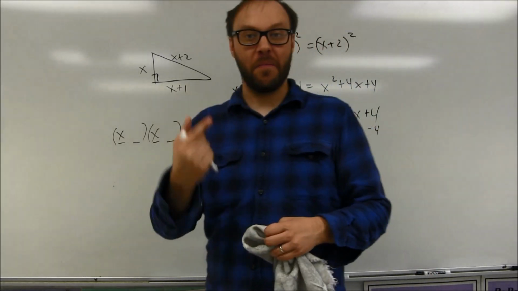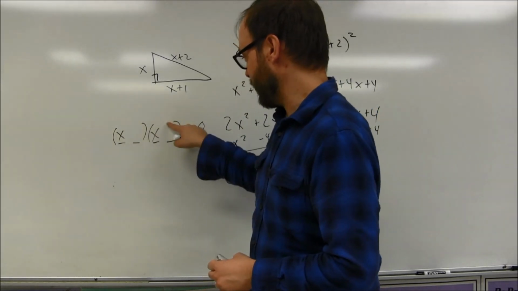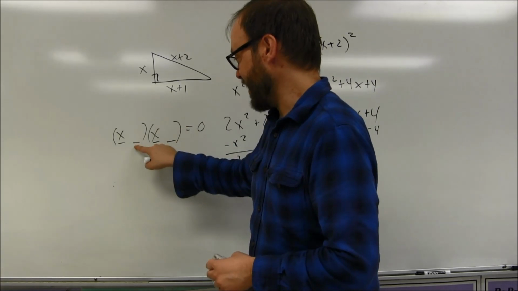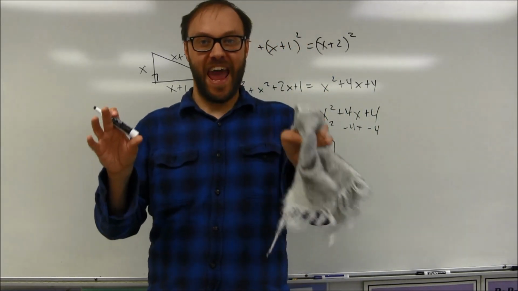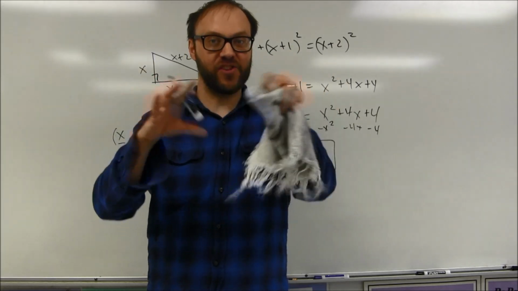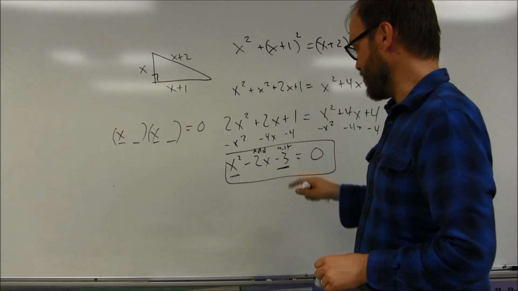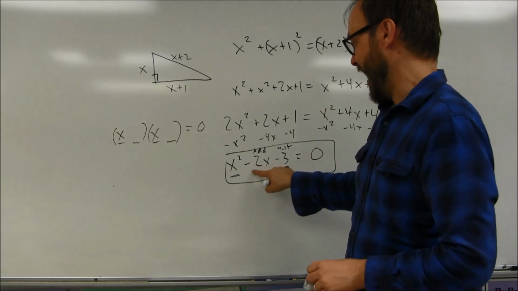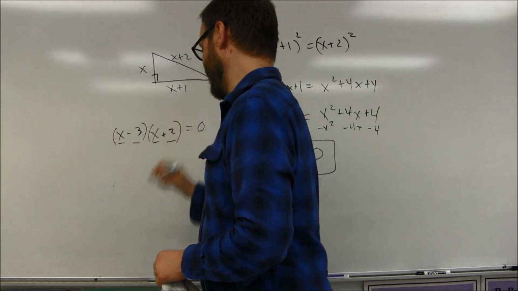If you think about the middle steps of FOIL, you've got the outer step, x is being multiplied by that number, and the inner step, x is being multiplied by that number. Those 2 terms are both going to have x. You're going to add those like terms together, and you're going to get negative 2x. So I need numbers that multiply to be negative 3 and add to be negative 2. That would be negative 3 and positive 2.